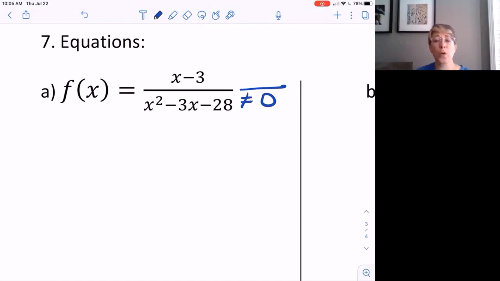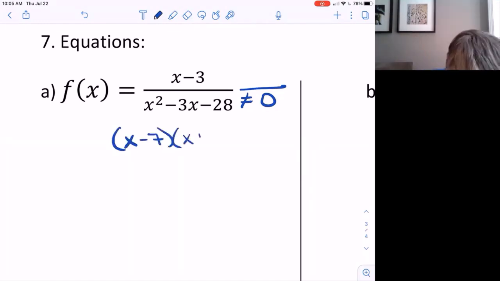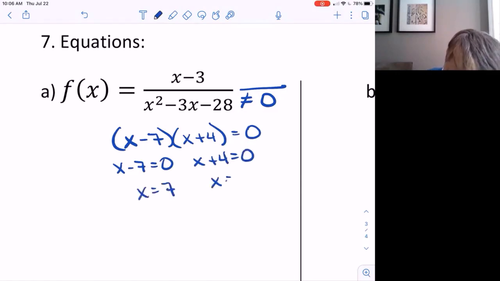So we have to determine where does that denominator equal 0. So we need to factor that denominator times an x plus 4. Let's solve for that equal to 0. So either x minus 7 equals 0 or x plus 4 equals 0. So these are the two values that we are not allowed to use in our domain. We cannot have a 7. We cannot have a negative 4.